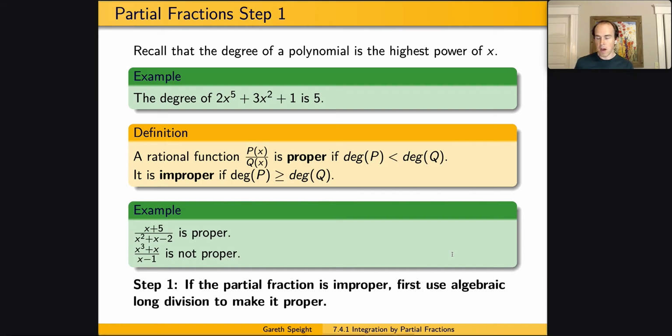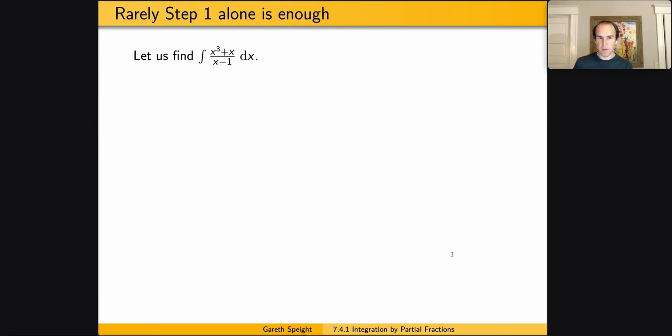So step 1, we look at our rational function. We look at the degree of the top, the degree of the bottom. If it's not proper, we have to use long division to make it proper. Sometimes that will be enough by itself. Let's suppose we look at the integral of x cubed plus x divided by x minus 1. The degree of the top is 3, the degree of the bottom is 1, so it's improper. So we have to do algebraic long division.